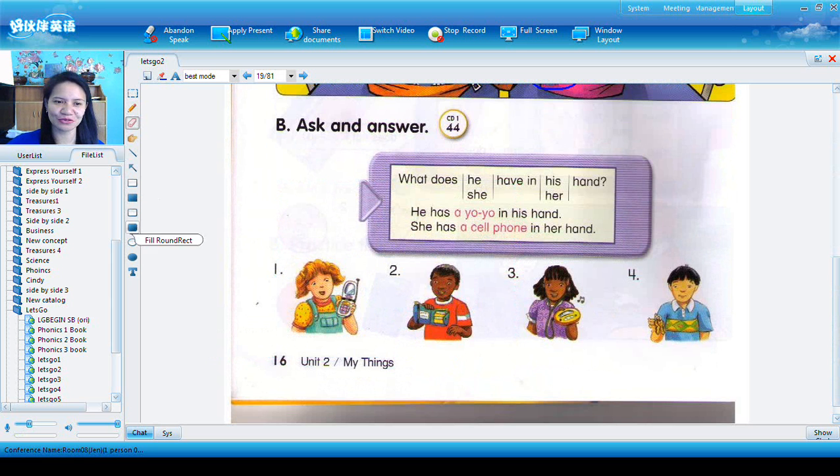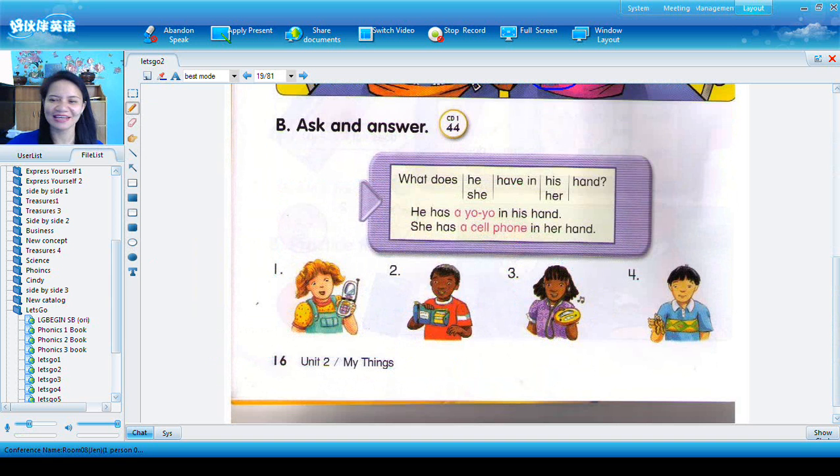Look at picture number 3. Tell me, what does she have? You'll say, she has a music player.